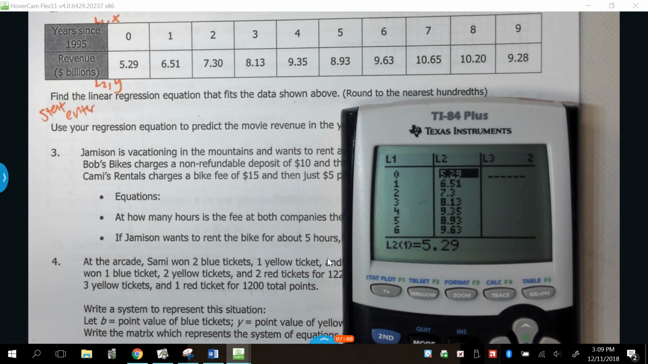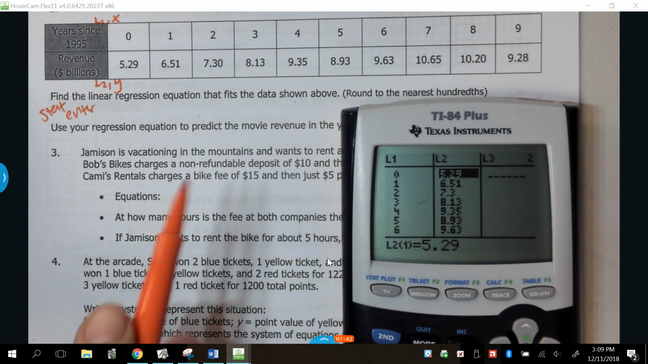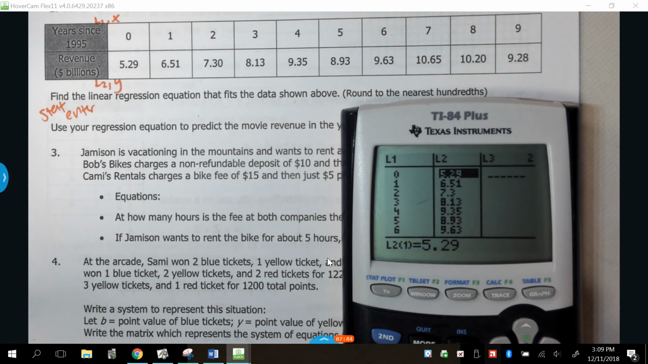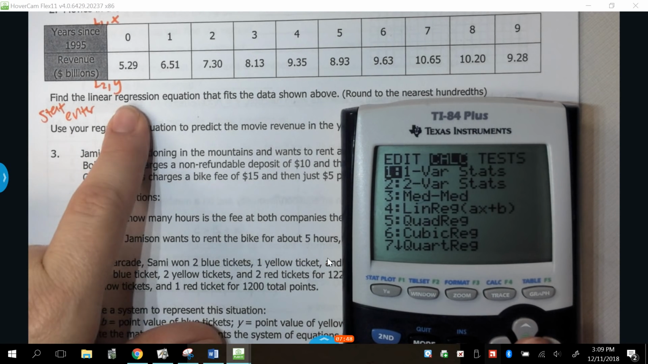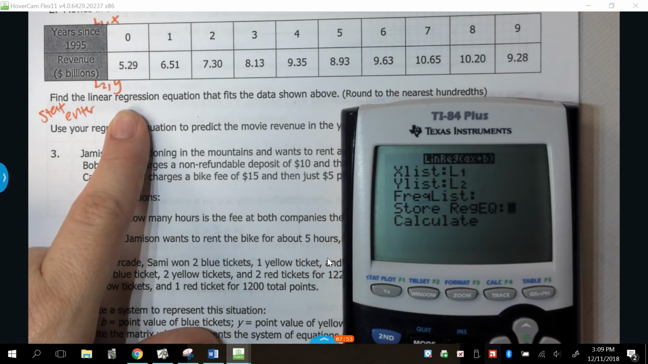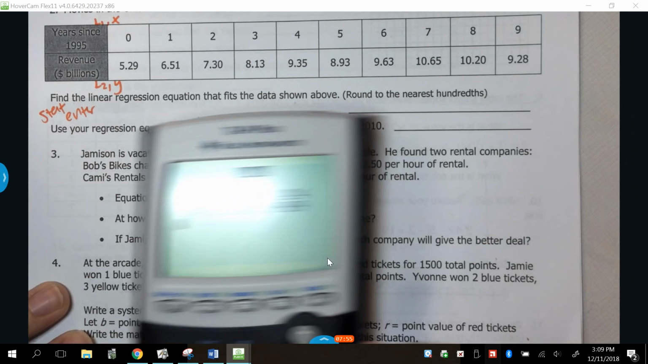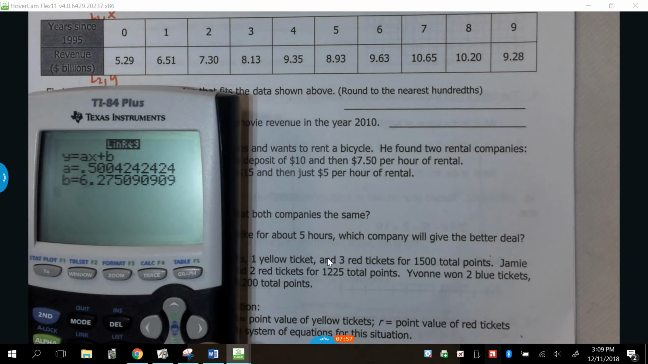Okay, the reason I say to double check is because if you typed even one thing wrong, your equation will not match mine. So then we're going to do stat right because we're calculating our linear regression. Okay, so lin reg stands for linear regression. There's enter, enter, enter, enter, enter. And there's my equation. Now it says round to the nearest hundredth place, which means these look ugly.